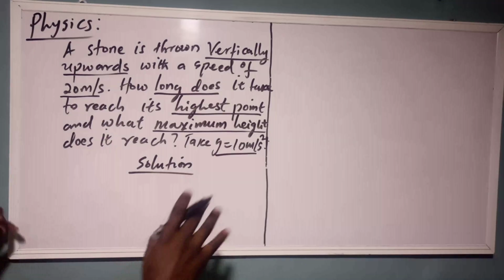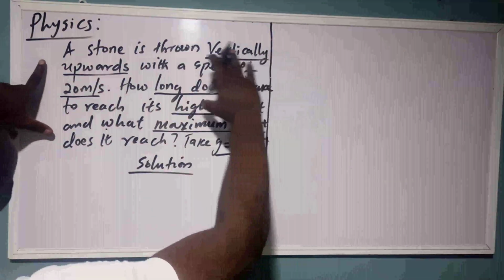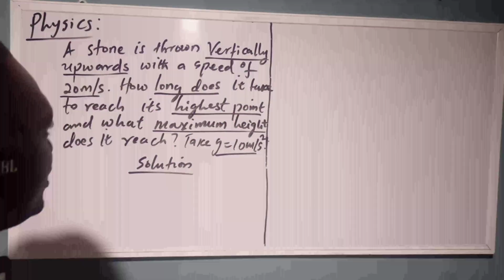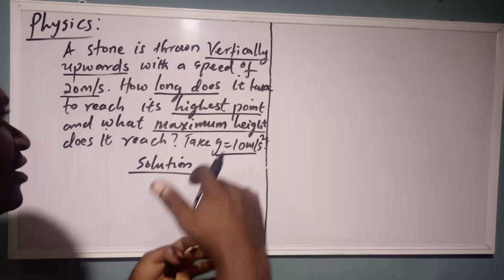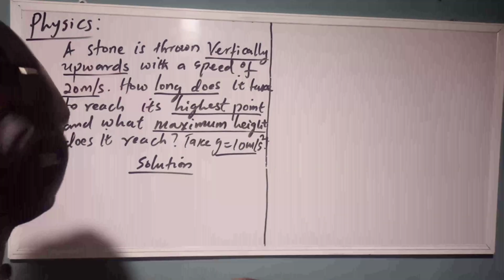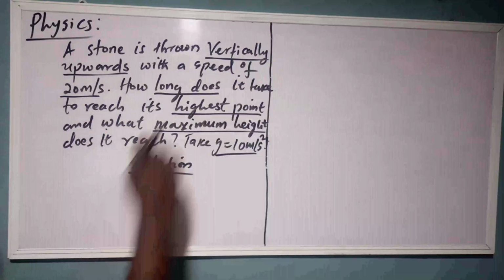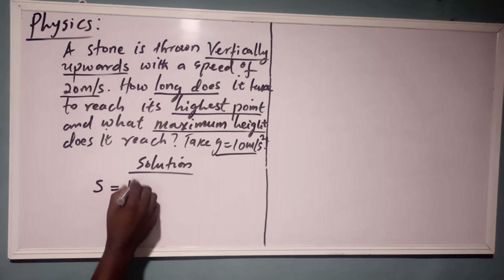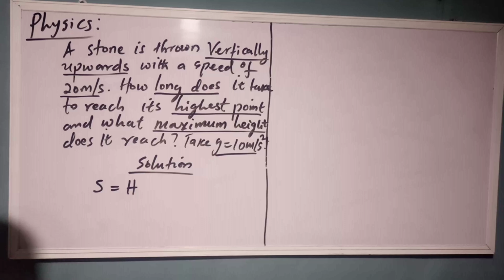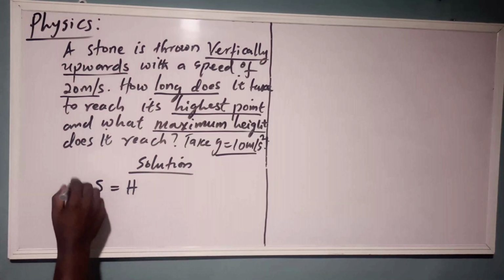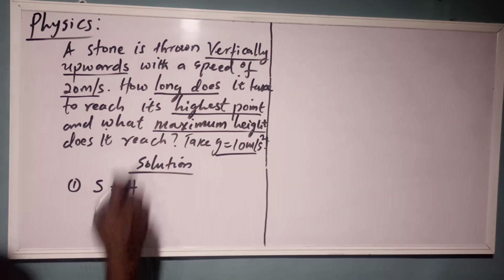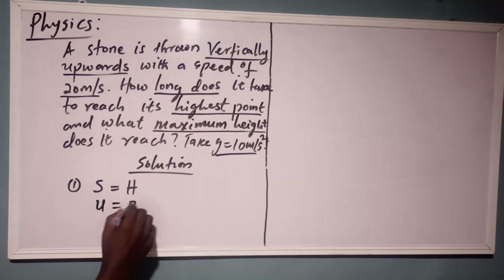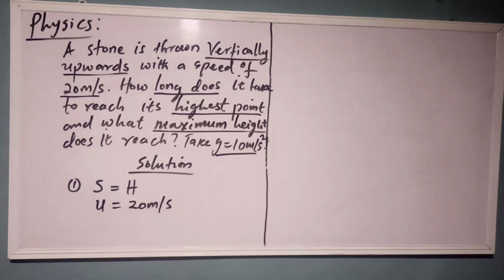Now, whenever a question like this is given and you are able to map out what you are looking for, what they are giving and the condition you are working with, then you are 50% already solving the problem. Now, let's see. Vertically upwards means distance is now height. That's condition number 1. Condition number 2: it's moving with a speed. That means it has an initial speed, which is 20 meters per second.